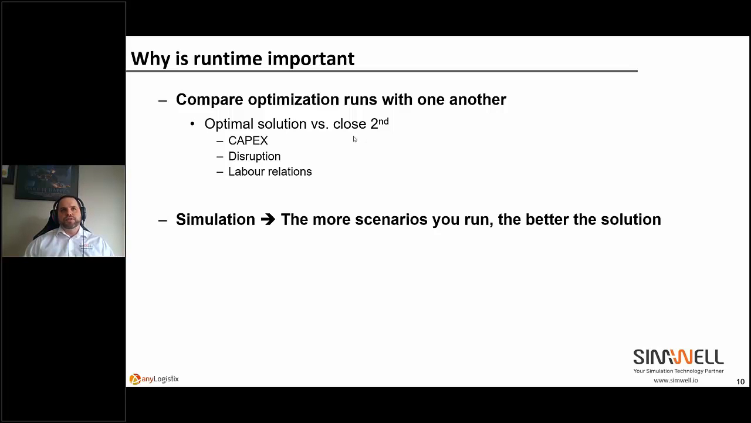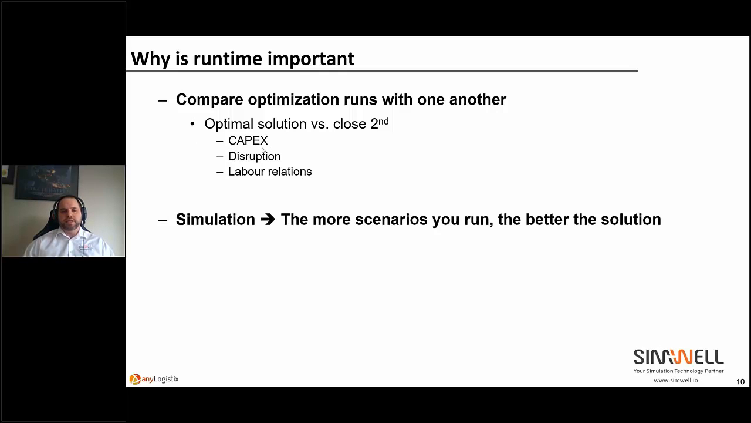And then the more scenarios you can run, the more scenarios you can afford to run because the model is fast, then the more likely you are to find that close second scenario that is better than the optimal solution. And what's better than the optimal solution? Well, it's when there's some other qualitative or quantitative aspect to consider in the decision.